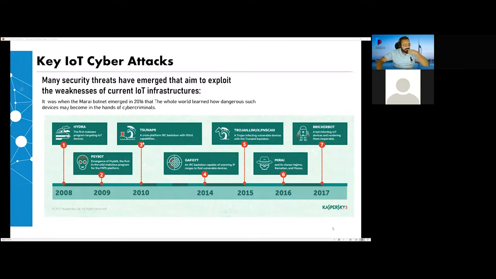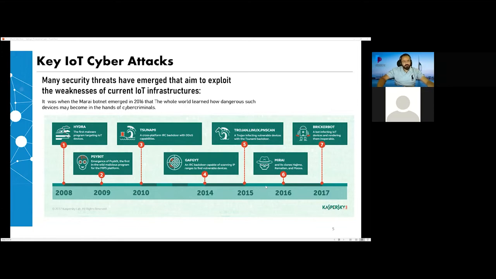Based on this research, we investigated more of what happened. We see malware like Hydra, Cybot, Tsunami, Trojans, Mirai, very well known later on, and BrickerBot. That's some of them based on the Kaspersky Labs research, but we were intrigued by the ease with which Mirai could penetrate all of these systems. It was well known that 600,000 devices were compromised by Mirai when it was running.